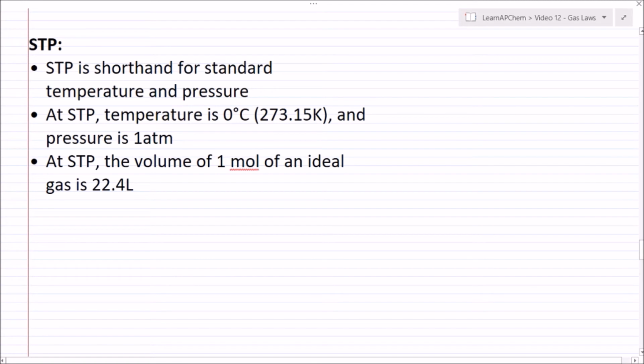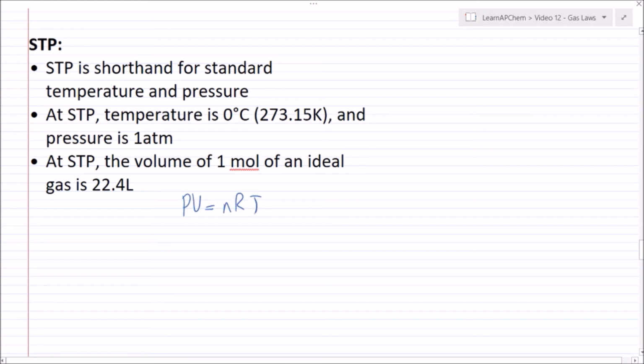Alright, so now let's talk about a concept that you guys should be familiar with, and this is called STP. And STP, as I alluded to earlier in the video, is shorthand for standard temperature and pressure. Now, at STP, temperature is 0 C, or 273.15 K, and our pressure is 1 atm. Now a quick shortcut is that at STP, the volume of 1 mole of an ideal gas is 22.4 liters. And this comes out from PV equals nRT.